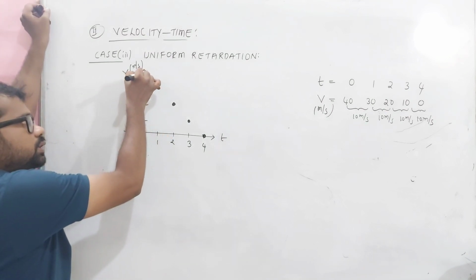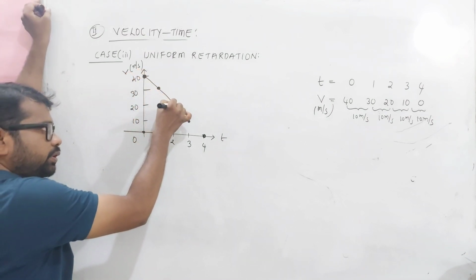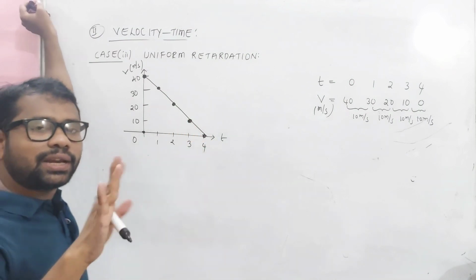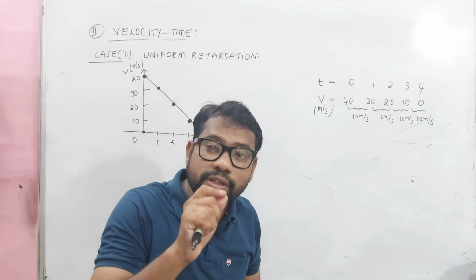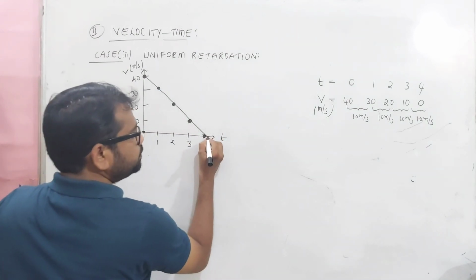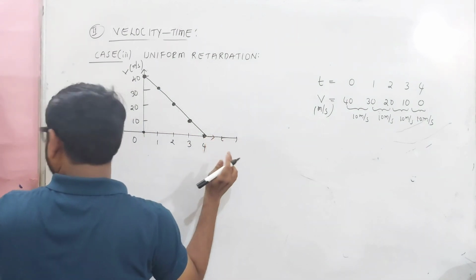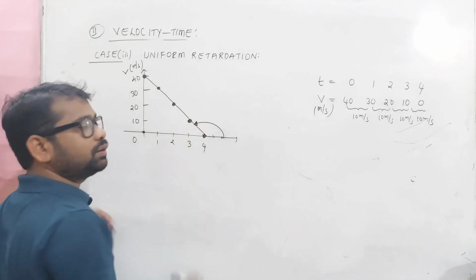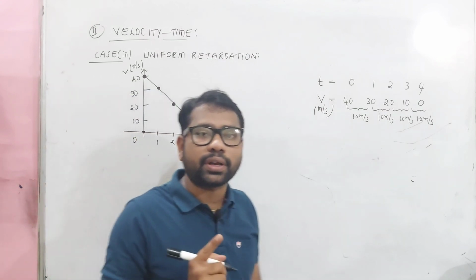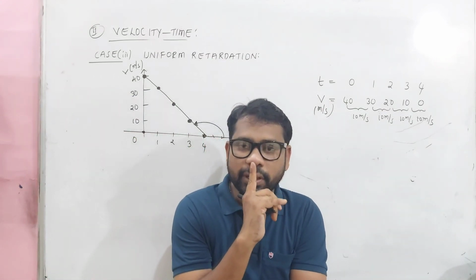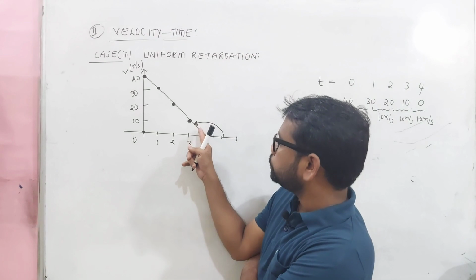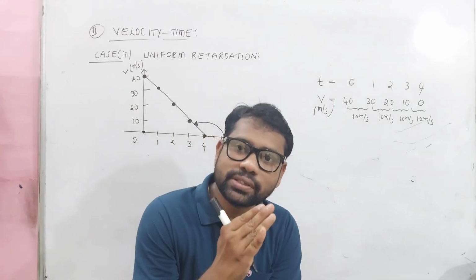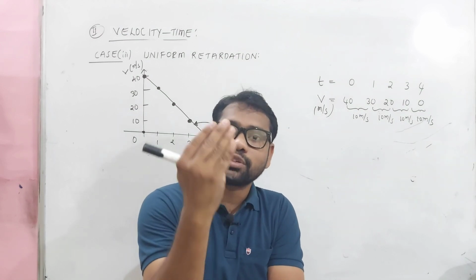Now let us join these points. When you join them, children, we get a straight line. Again a straight line only, but this time it is not passing through the origin, and this time it is making an obtuse angle. Obtuse is very, very important. So in this case, the angle is obtuse. As the angle is obtuse, the tan value is negative. As the tan value is negative, obviously the slope is also going to be negative.